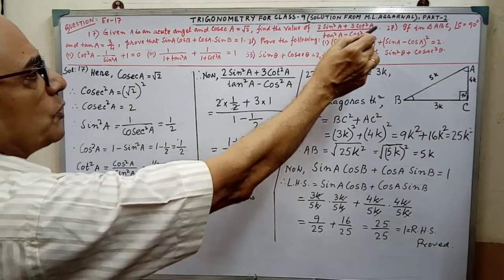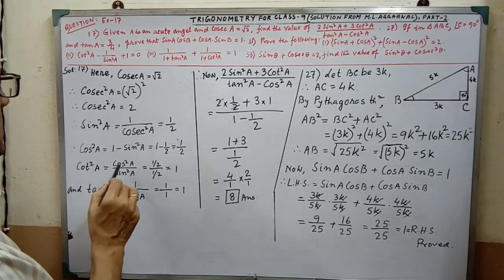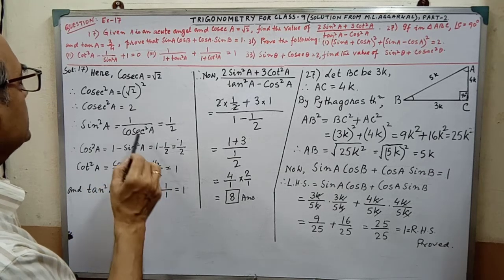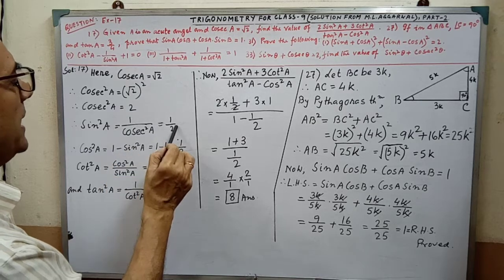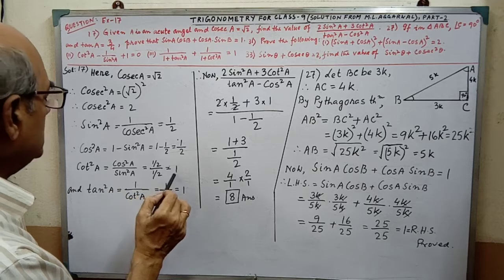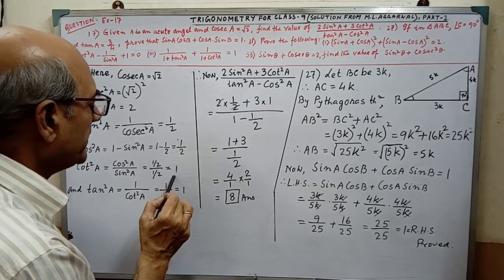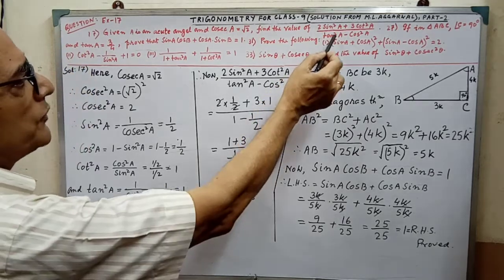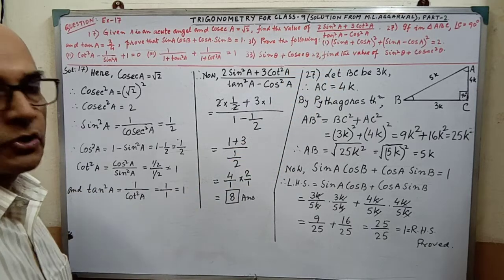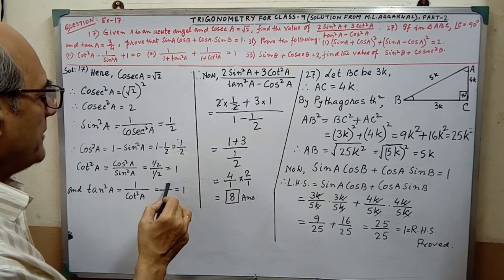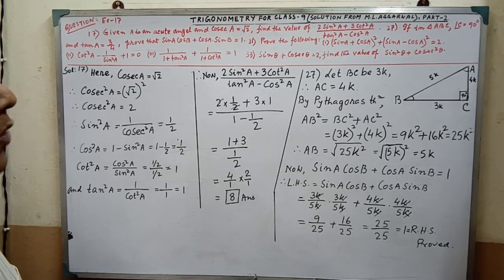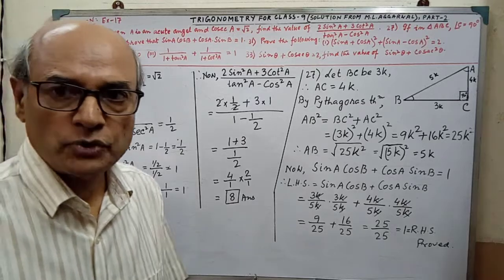Then cot square A, that is cos square A by sine square A. Cos square A and sine square A are half and half, so half divided by half. After simplification, cot square A is coming 1. Then we have to find tan square A. Tan square A equals 1 by cot square A. The value of cot square A is 1, so after putting the value and simplifying, it is also coming 1. All the values we have got.